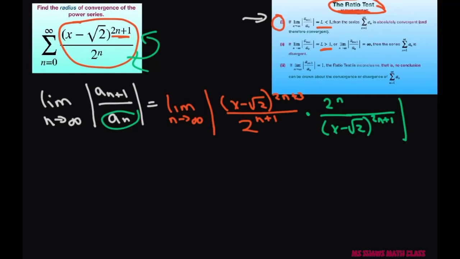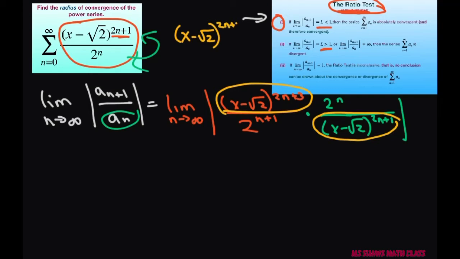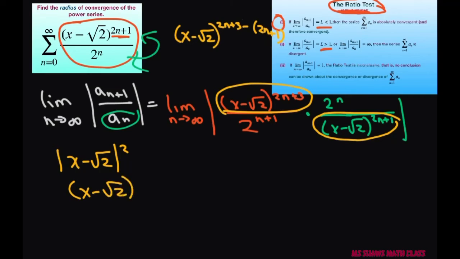All right. Now let's pull out the n here. Looking at this, if I pull out this x and divide, this is going to be (x minus square root of 2) to the power of 2n plus 3 minus, using your properties of exponents, minus (2n plus 1). So that's just going to give you the absolute value of (x minus square root of 2) squared. And since it's squared, you just need it in parentheses. So it's really just going to be (x minus square root of 2) squared, because we can forgive the absolute value.